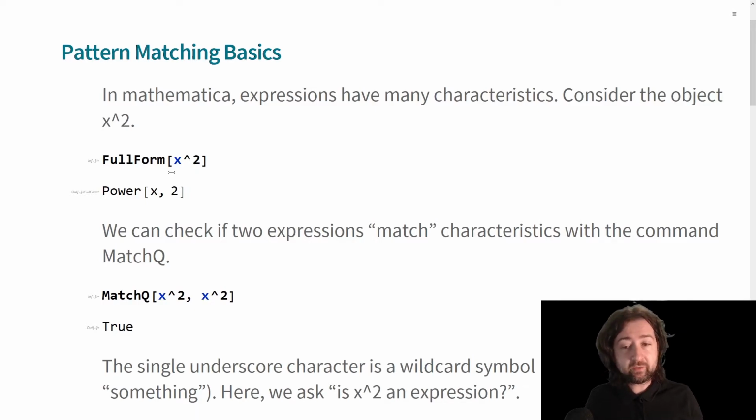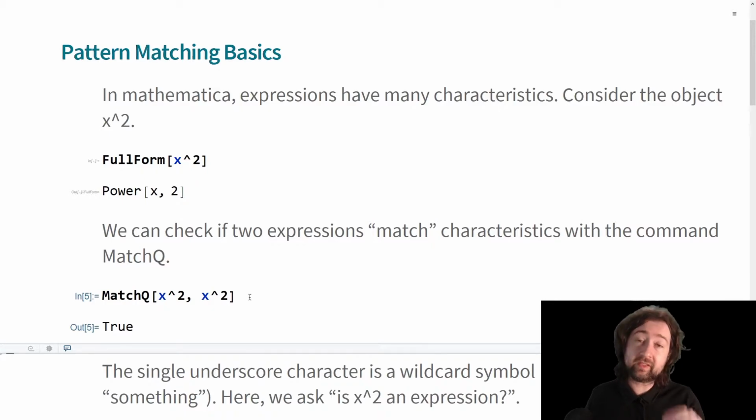So we can check if 2 expressions match in Mathematica by using the command MatchQ. It shouldn't be shocking that the expression... now notice this is not equality. We're not looking for equality. We're asking Mathematica, do the properties of these 2 expressions match each other? Do the patterns match? So it shouldn't be a surprise that x squared is a match for x squared as an expression.